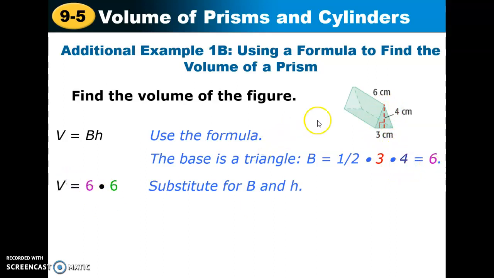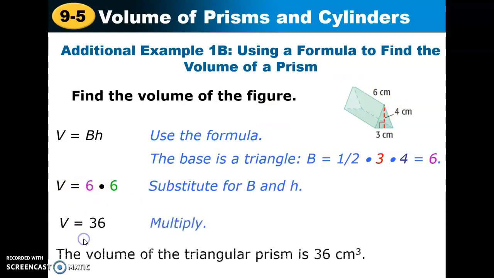Okay, then when you multiply that by the height of this 6, it gets a little confusing because the numbers are the same, but notice the color coding. You end up with 36 centimeters cubed. So that's how you find the volume for that.